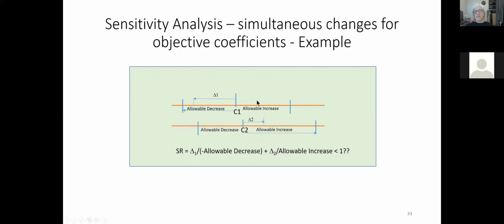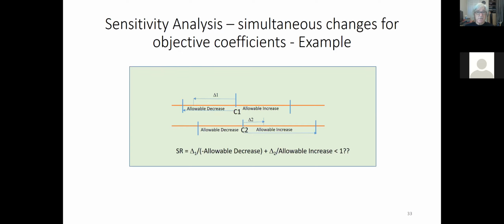So they don't have to have the same value, but if you remember the sensitivity report, when you ask for it, Solver generates for you a range of optimality in the form of allowable decrease on the left, allowable increase on the right for each one of these coefficients. So that's what I show here. Now you are told that delta 1 is a decrease in the value of coefficient 1. Delta 2 is an increase of the coefficient of C2.